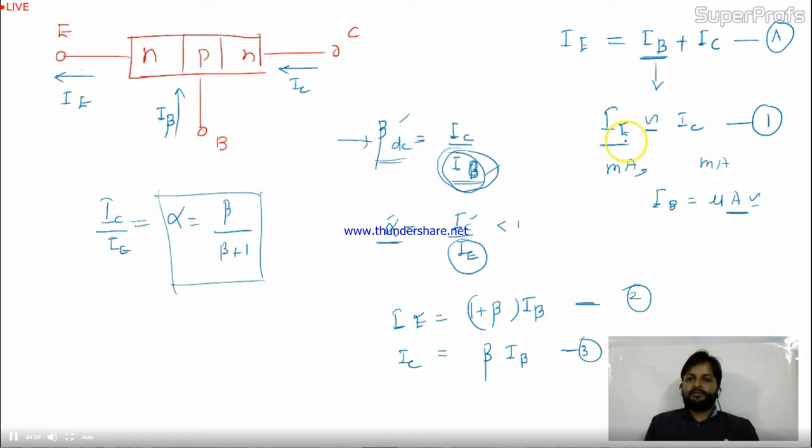Now, this formula is very important: IE is nearly equal to IC, and these two formulas or equations are very important. Okay, you have to remember this.